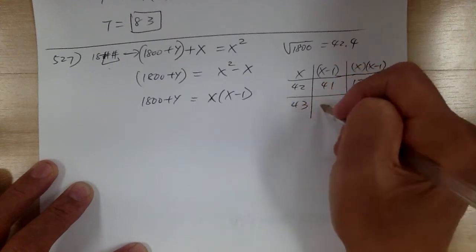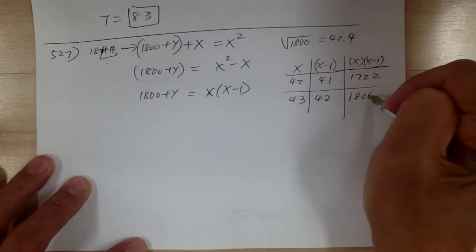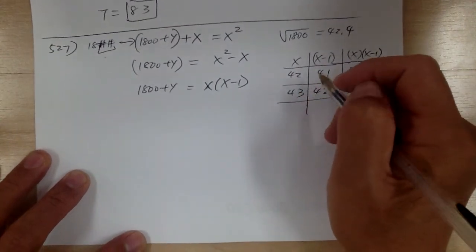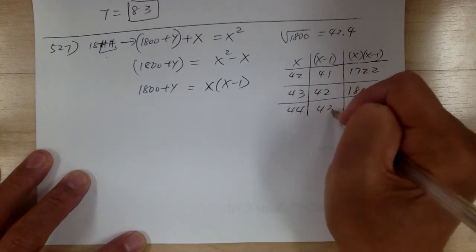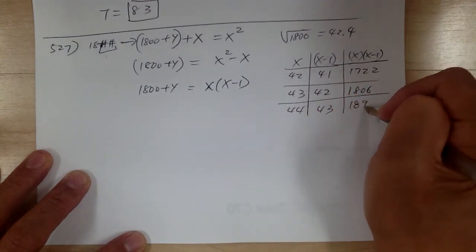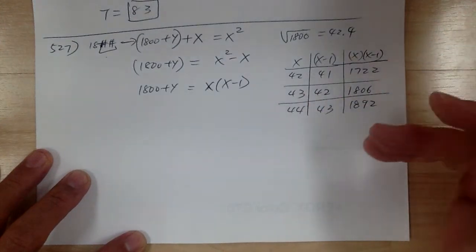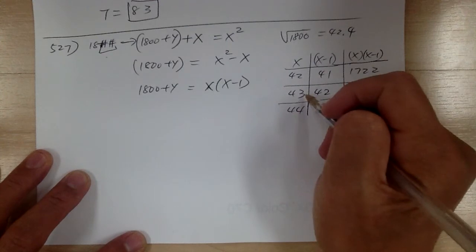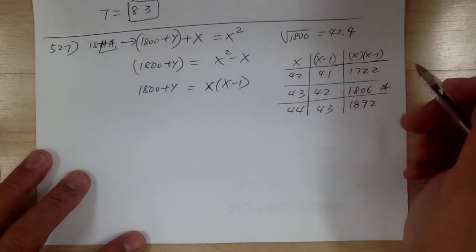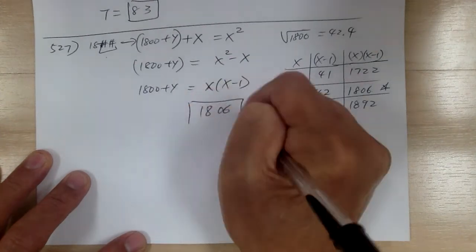Now, if you go 43 and 42, then this would be 1806. And let's try the next one. If you're 44 and 43, this would be 1892. But remember, the problem says that he was born in the first half of the 19th century. So this would be the one. Therefore, you got x equal to 43, and the man was born in 1806.